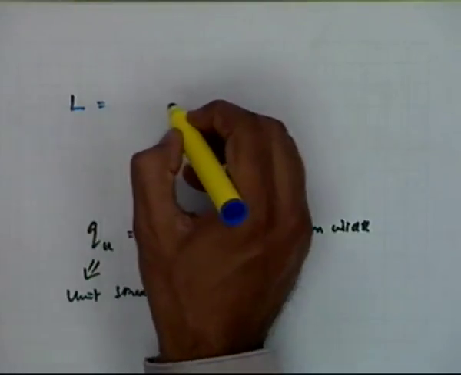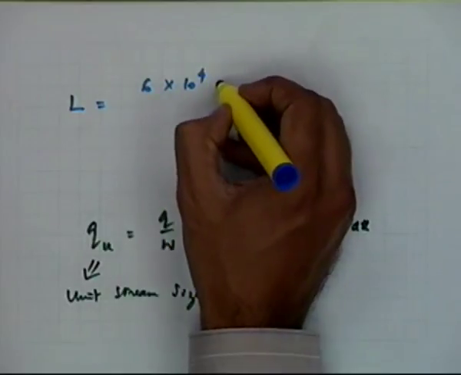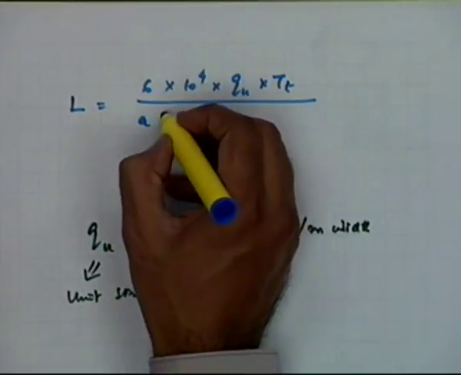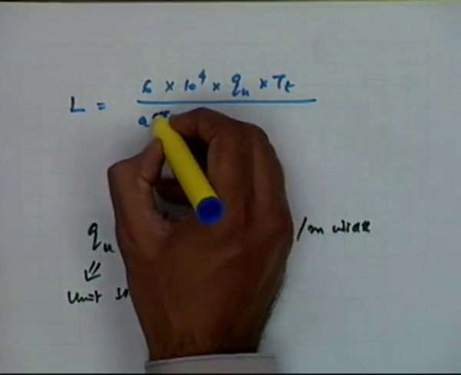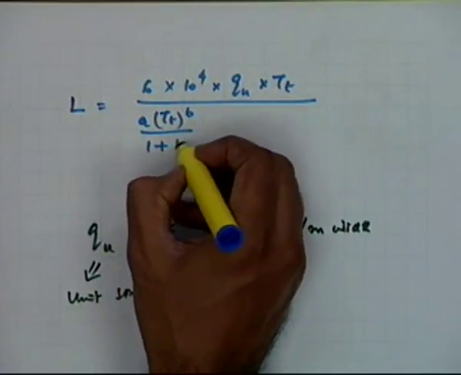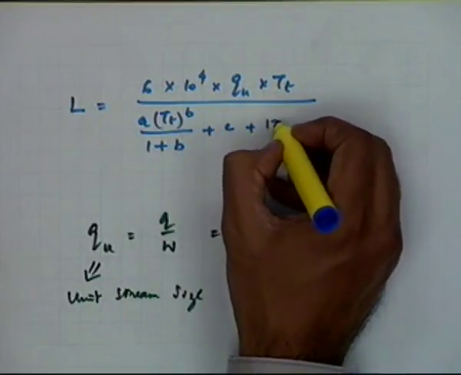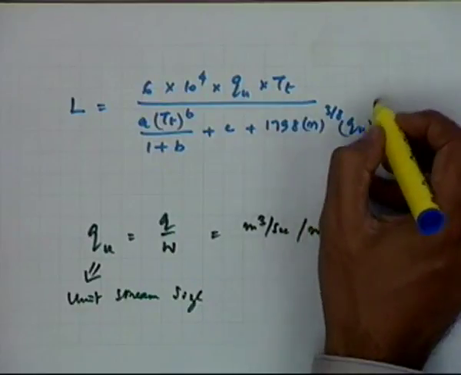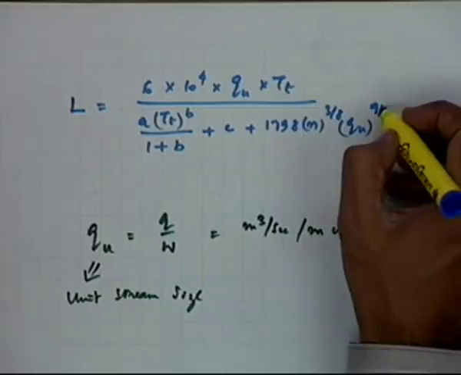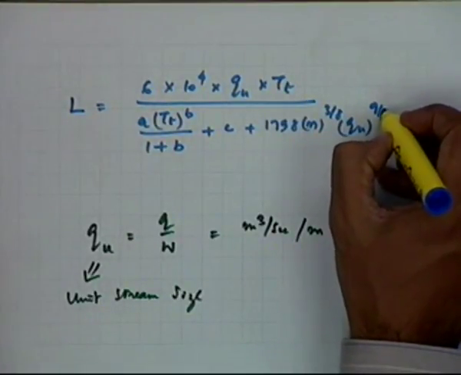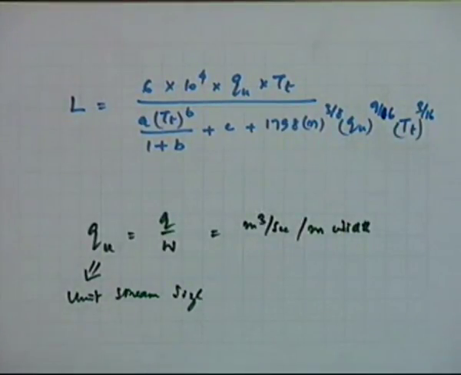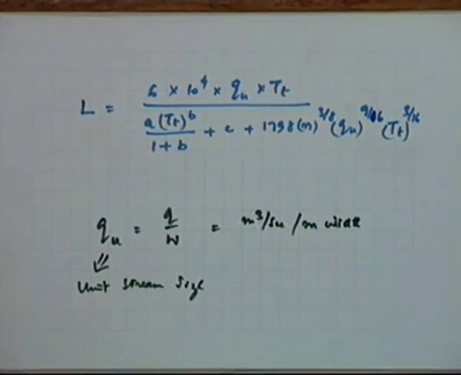And this length is given in terms of the unit stream size and the advance time and the other parameters of the family curve. The expression which is used to find out the length of the basin.